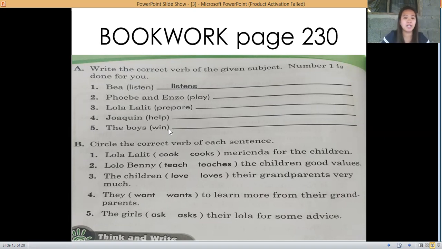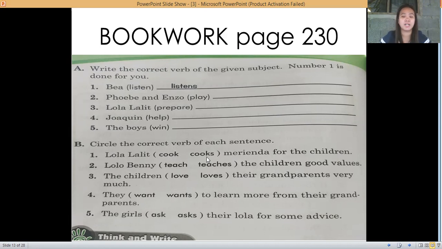Okay, very good. Now let's go to letter B. Letter B, it says here, circle the correct verb of each sentence. What are you going to do? You are going to circle the correct verb of each sentence. So let me read number 1. Lola Lalit cooks merienda for the children. So Lola Lalit is only one, it's singular. So what is the correct verb you're going to use? Is it cook or cooks?